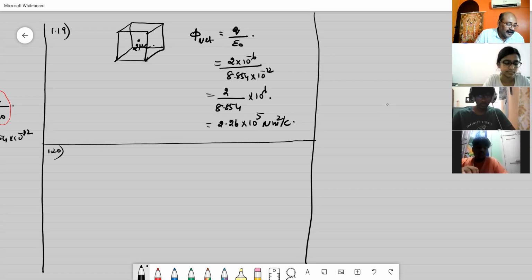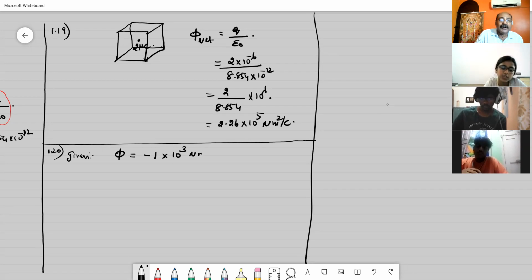First of all, what is given? A point charge causes an electric flux. So the given quantity is the flux. What is the flux? Minus 1 into 10 to the power of 3 Newton meter square per coulomb, to pass through a spherical Gaussian surface of radius 10 centimeter, or I can write 10 into 10 to the power of minus 2 meter, or I can write it as 0.1 meter.